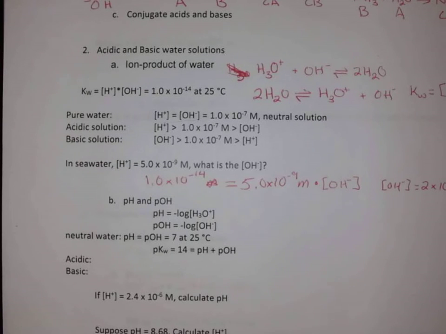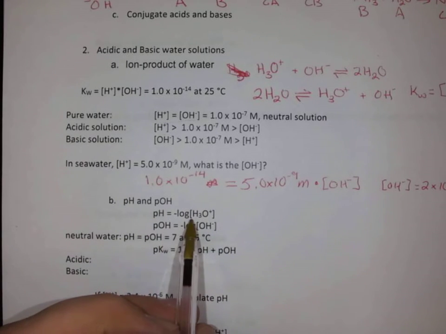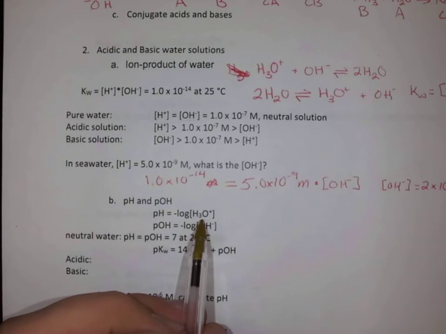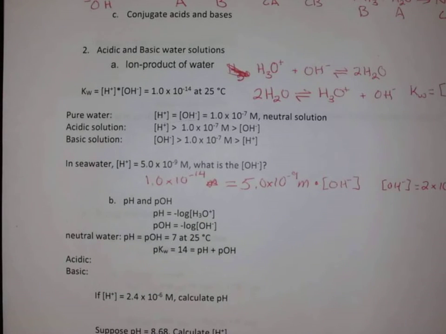Because these times 10 to the minus 14th and times 10 to the minus 9th numbers are kind of inconvenient, we came up with the pH and the pOH scale, right? This is a logarithmic scale. So the pH is equal to negative log of the concentration of H3O plus, okay? H3O plus or H plus, again, if we are in water, the H3O plus concentration is the H plus concentration, okay? Then the pOH would be negative log of the concentration of the OH minus ion, okay?